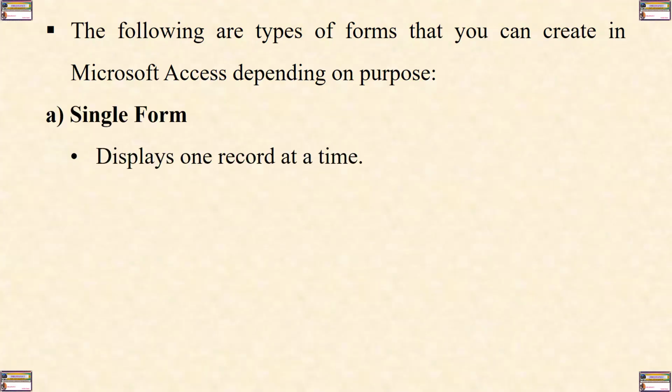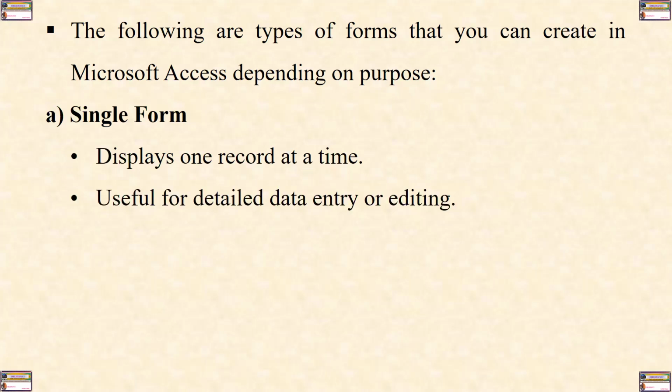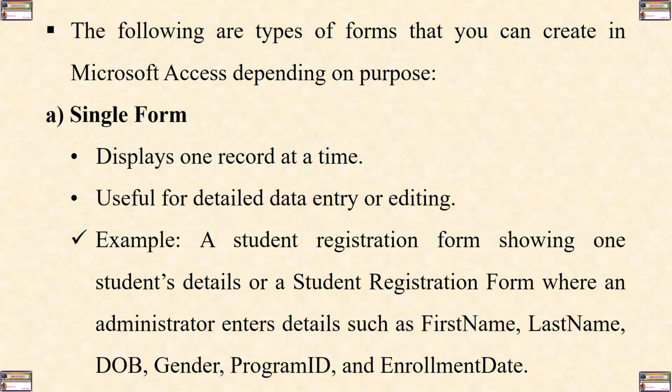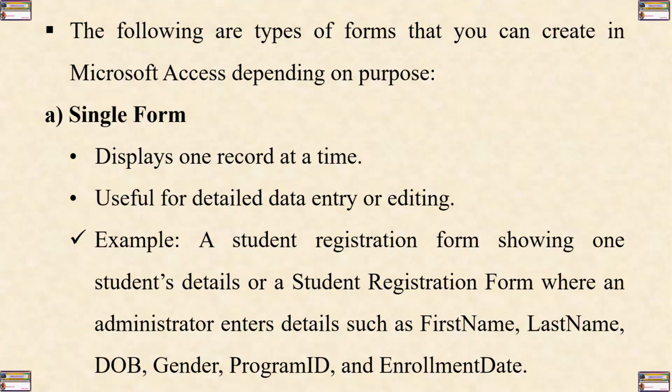Number 1 is single form. This is a type of form that is used to display one record at a time. It is useful for detailed data entry or editing. For example, a student registration form showing one student's details, or a student registration form where an administrator enters details such as first name, last name, date of birth, gender, program ID, and enrollment date.